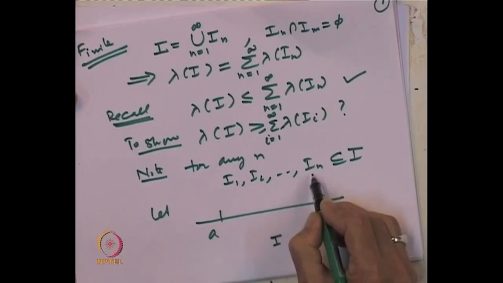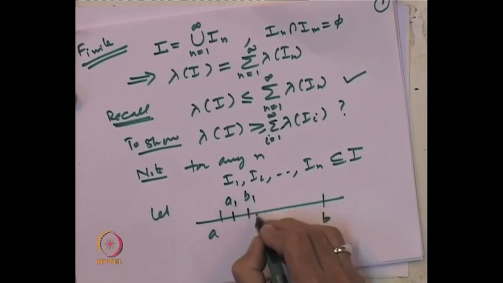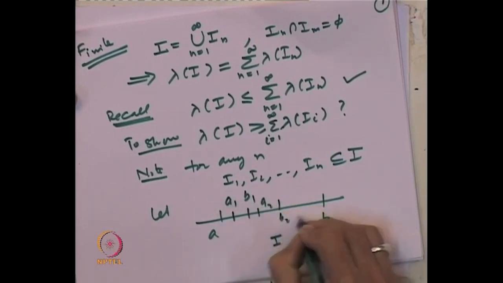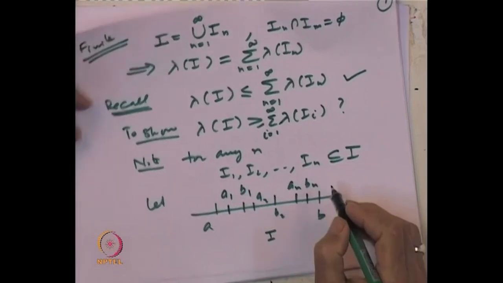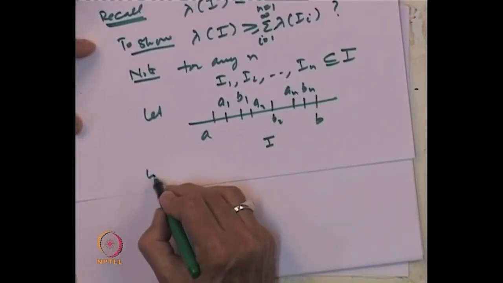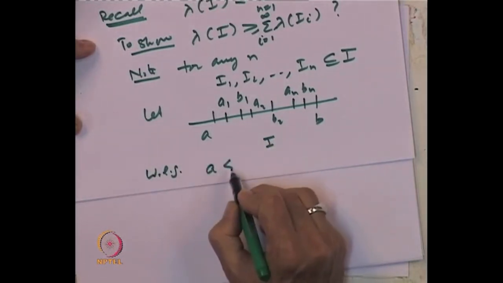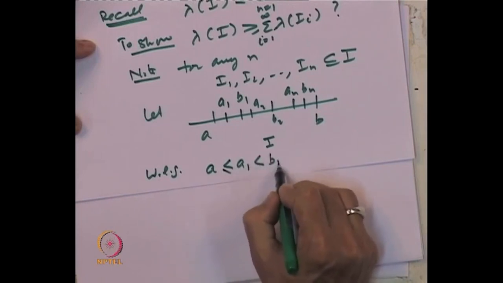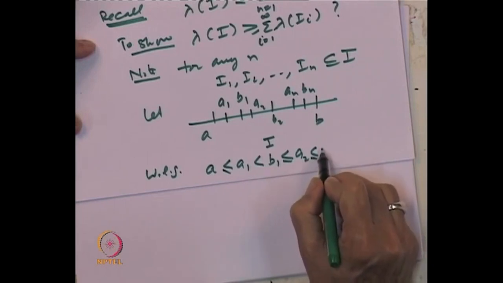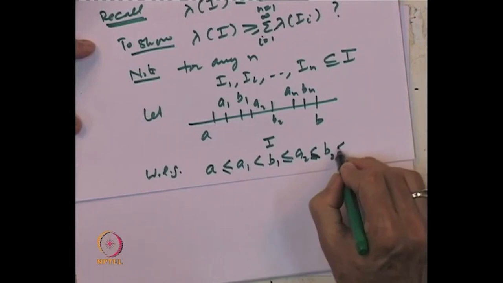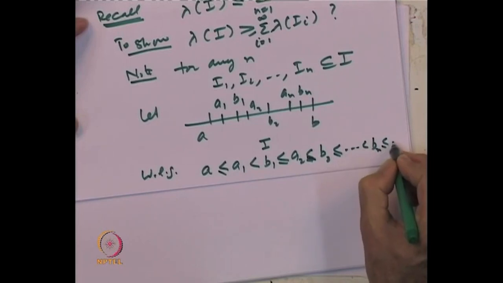But these being finite numbers and they are disjoint, so we can arrange the intervals like A1 here, B1 here, maybe A2 here, B2 here, and so on, and An here and Bn here. So, without loss of generality, we can say that A is less than or equal to A1, which is less than B1, less than or equal to A2, strictly less than B2, and so on, less than or equal to Bn, less than or equal to B.